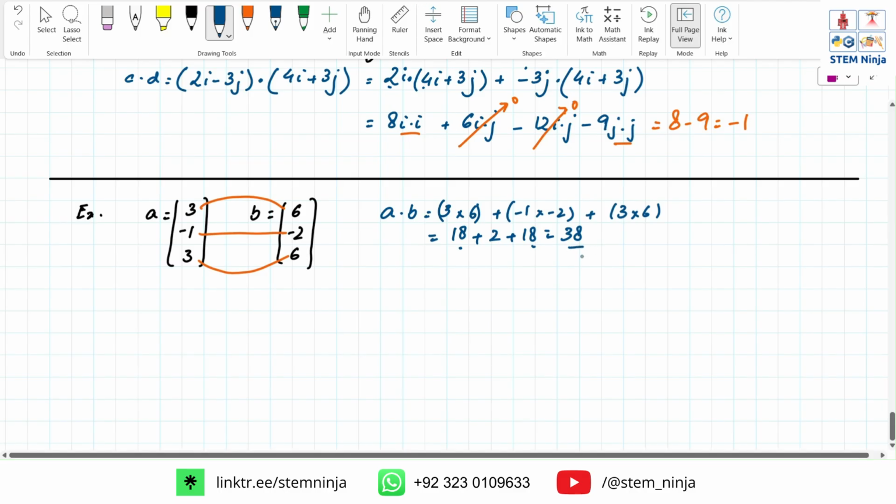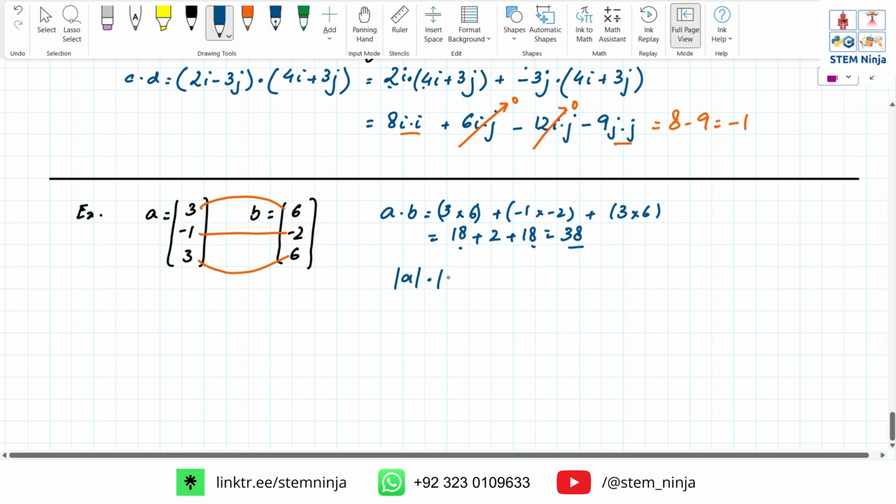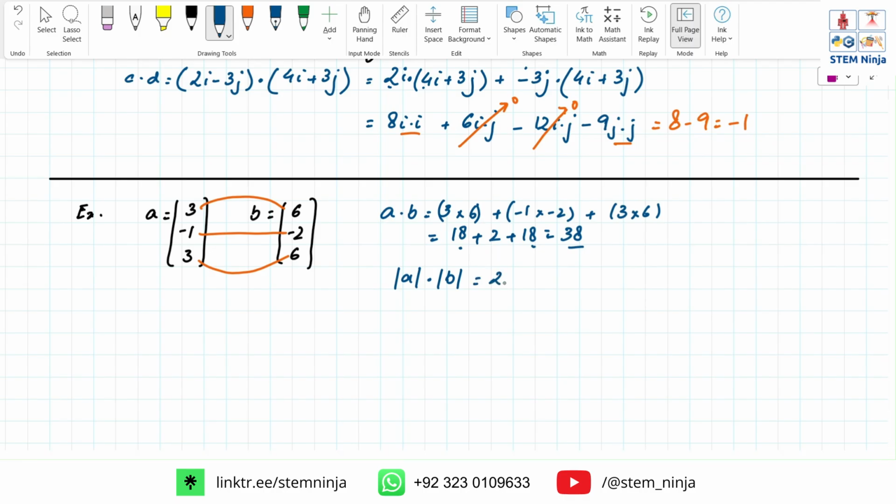which, if you notice, is the magnitude of a times the magnitude of b. So the magnitude of a was 2 root 19, and the magnitude of b, sorry, the other way around. The magnitude of a is square root of 19, and the magnitude of b is 2 root 19. So basically 2 times 19, so 38. We could have done this in the ij format also.